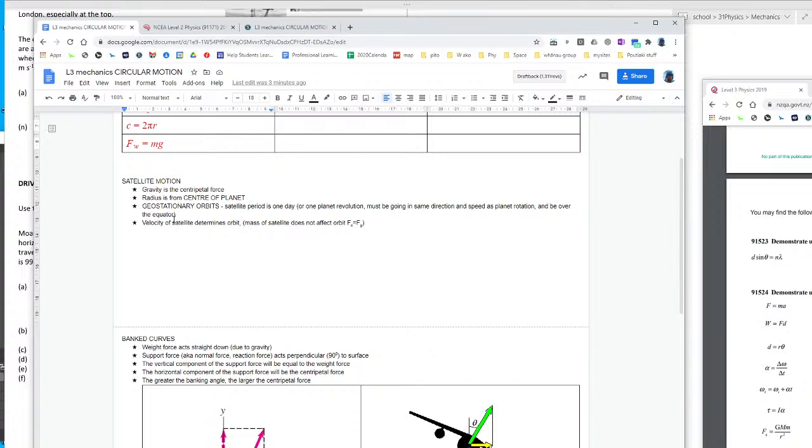The velocity of the satellite determines the orbit. So the relationship between the period, the radius and the velocity is going to be the thing that determines the orbit. We're going to use Fc equals Fg to work out that you don't actually need the mass of the thing that's orbiting the planet to determine the orbit. We'll do that in one of the questions in a little while.